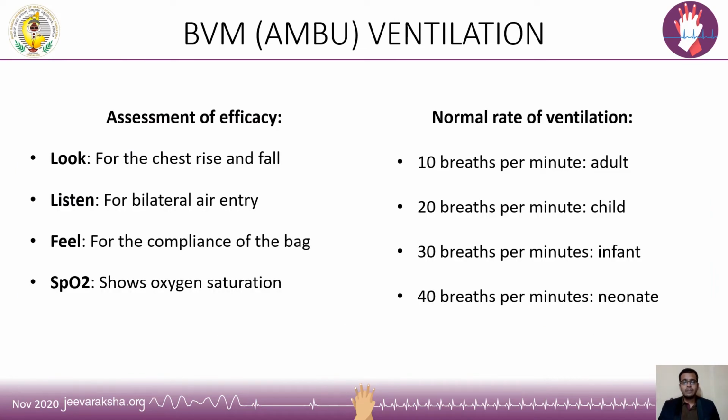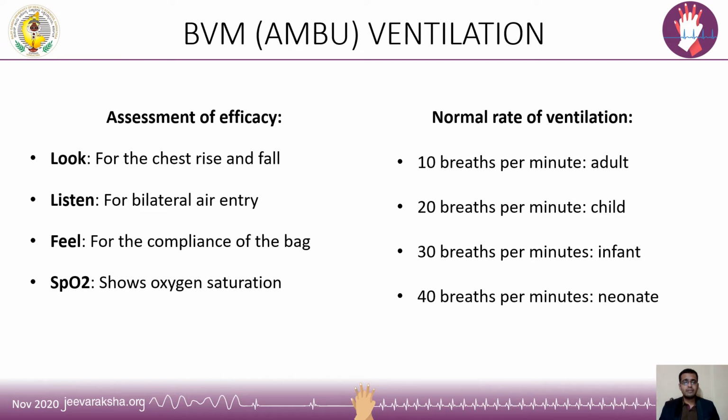When you're doing a bag mask ventilation, it's always advised to assess the efficacy of your bag mask ventilation. So how do you assess it? A simple technique you can follow bedside is to look for chest rise of the patient. If there is no adequate chest rise, then there is some amount of leak and you will have to reposition or change your technique. And if you have a stethoscope, try to auscultate for bilateral equal air entry.